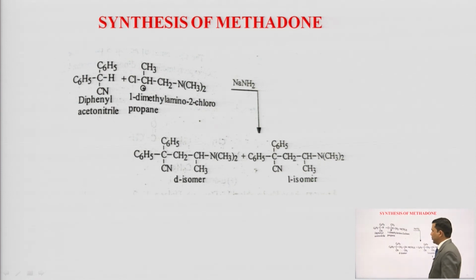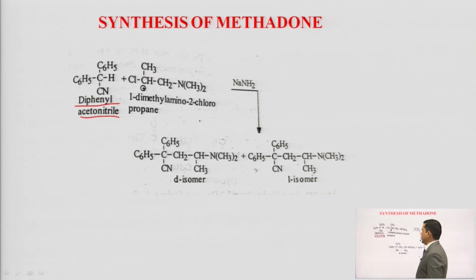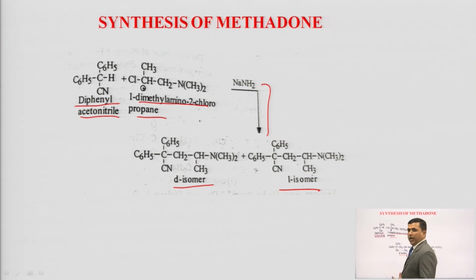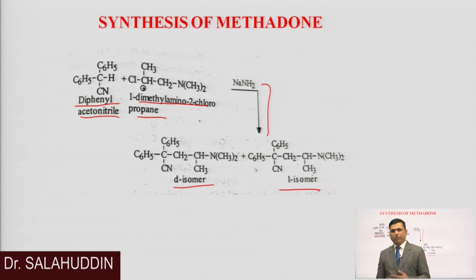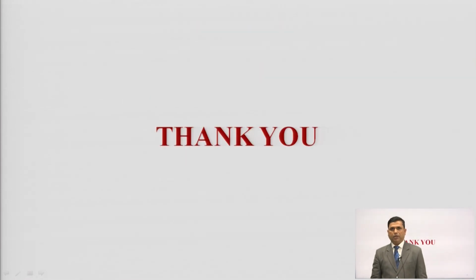Synthesis of methadone. We can synthesize methadone using diphenylacetonitrile with dimethylamino-2-chloropropane, and in the presence of NaNH2 we will get the dextro isomer and the levo isomer. As I have already told you, the dextro isomer has the analgesic property and the levo isomer has the antitussive property. So, these are some references. Thank you.